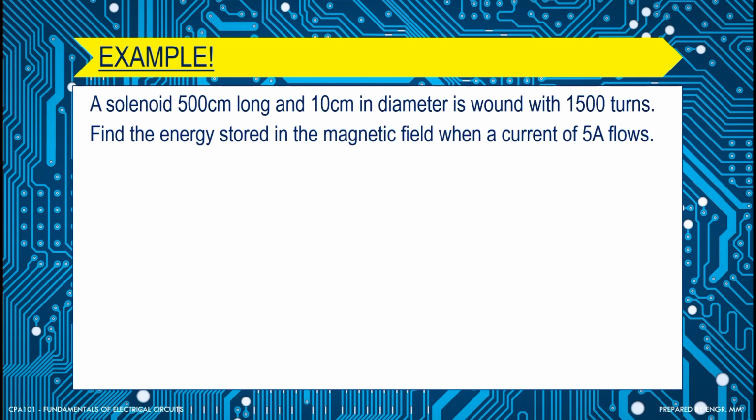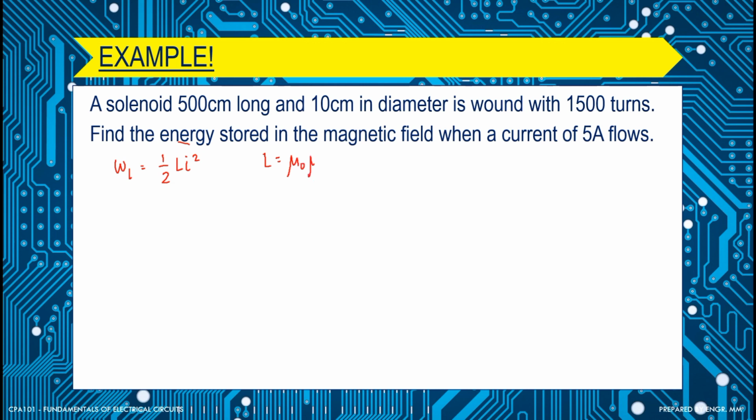Now let's have an example. A solenoid 500 centimeters long and 10 cm in diameter is wound with 1,500 turns. Find the energy stored in the magnetic field when a current of 5 ampere flows. So for the energy, we have w_L = 1/2 Li², but we don't have the value for inductance, so we have to solve for it first.